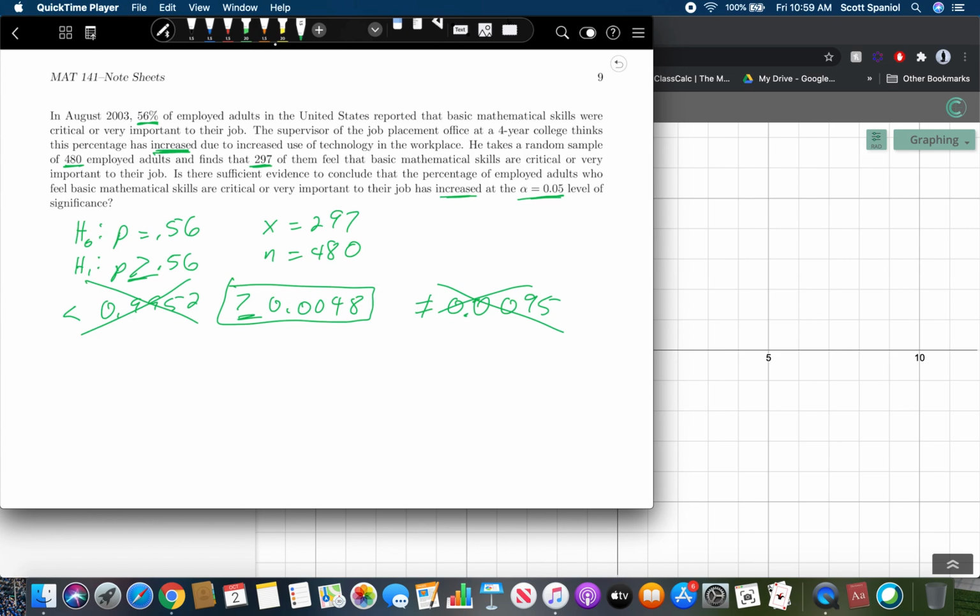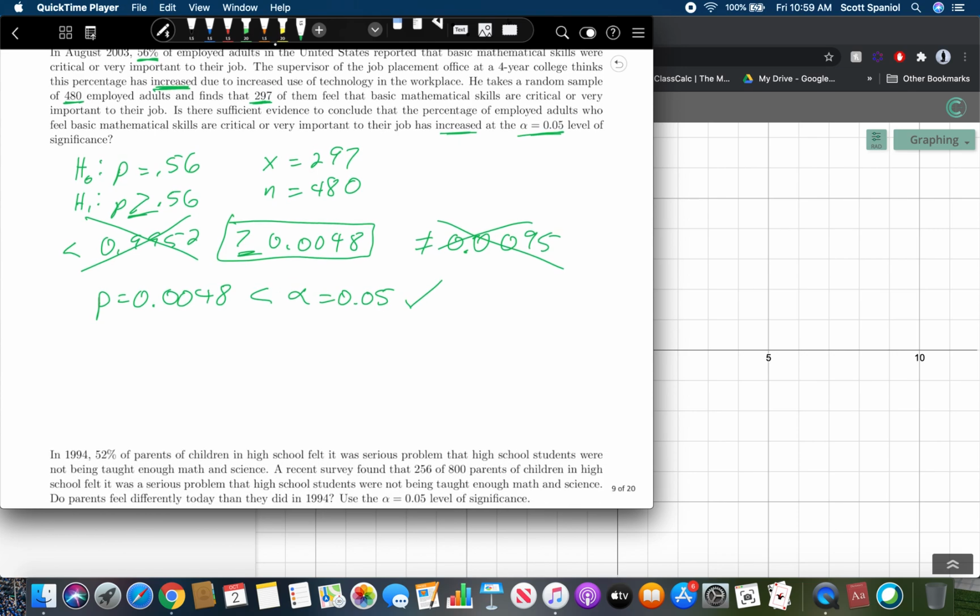So our p is 0.0048. And we want to know, is that less than alpha, which is 0.05? And in this case, 0.0048 is a lot less than 0.05. So it is that. So that means we reject the null hypothesis. And then as we saw in the last section, we can write a conclusion based on that.